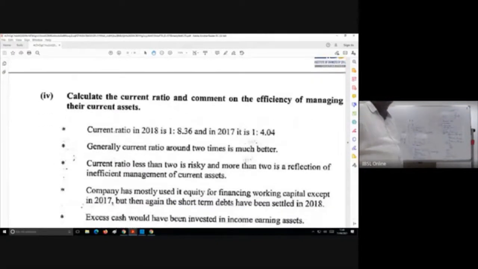Calculate the current ratio and comment on the efficiency of managing their current assets.